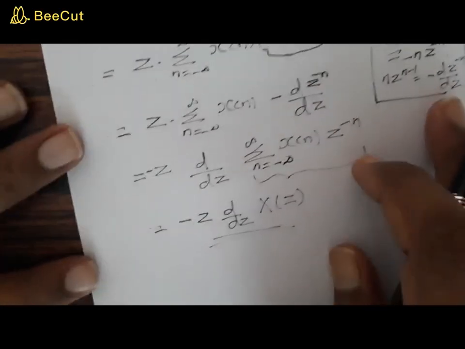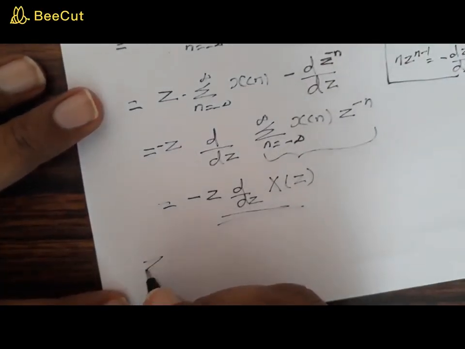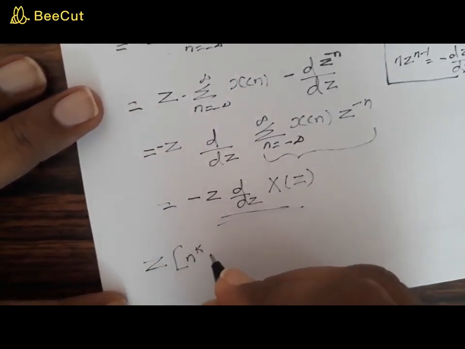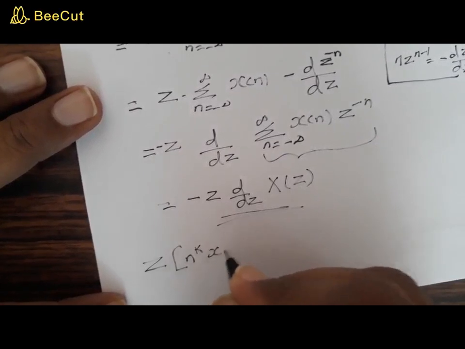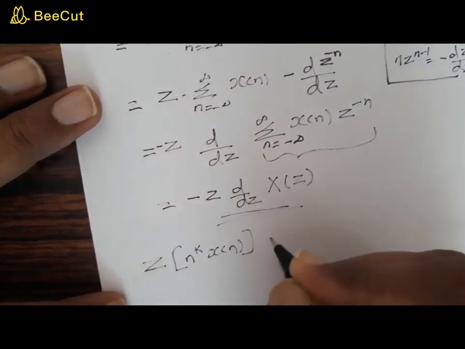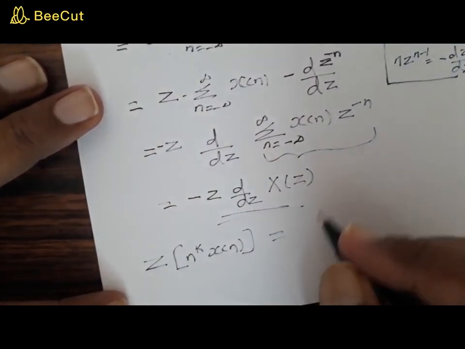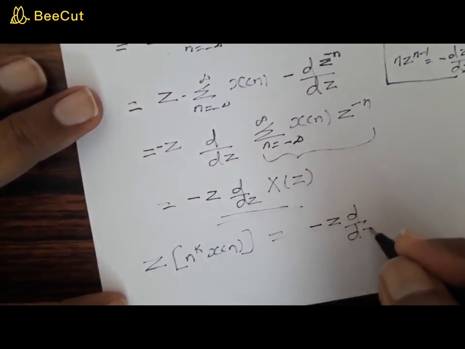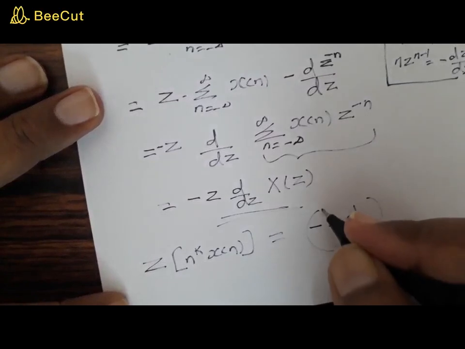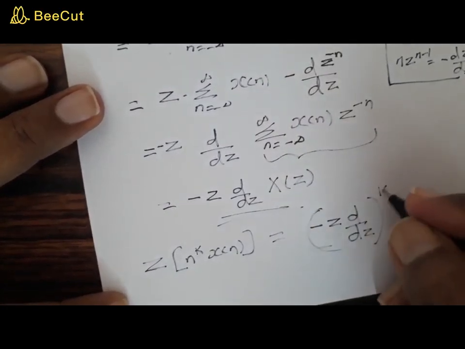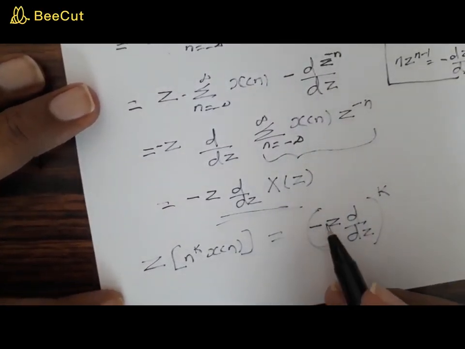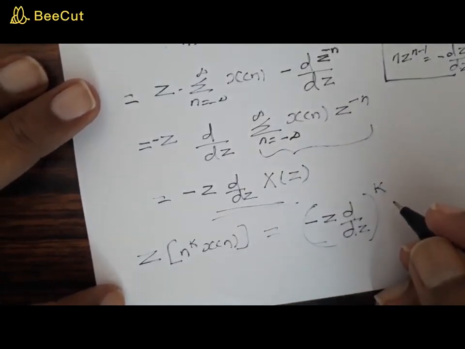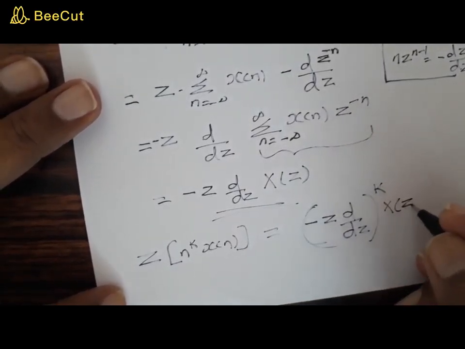Then you can have a general expression of that. Suppose it is n raised to k into x of n, what will be the z transform? The z transform will be (minus z into d by dz) the whole raised to k. What's the meaning of that? This will be minus z raised to k into you should take how many derivatives of X of z? k derivatives.